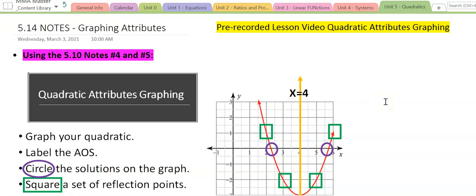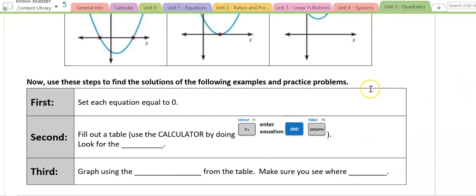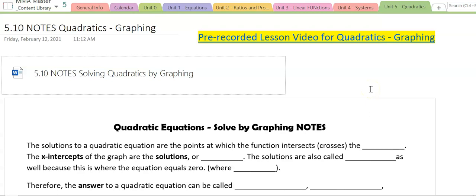Graphing attributes notes. So we are going to actually use the 5.10 notes that we took before to address this, and I was going to go over them separately here for you, but you will refer back to your 5.10 notes that look like this. I'm going to click on it for y'all. So these 5.10 notes, we're going to finish the others on it.